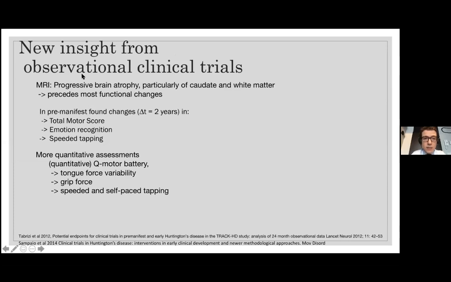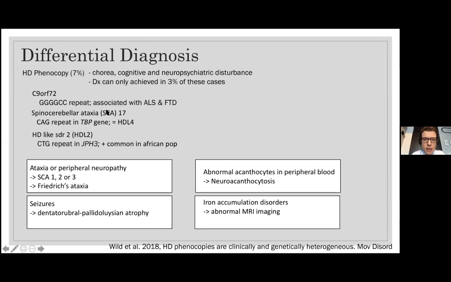Okay, and there have been a lot of observational clinical trials. So now we know that in terms of the MRI, we can see, before the functional changes, brain atrophy, in particular of the caudates and white matter. We can also start seeing some pre-manifest changes when we look at patients 2 years after, namely in the motor score, emotion recognition, and speed tapping. Okay, and there are new quantitative assessments that can help us keep a better monitoring of the patient, especially for trials. Okay, so is it just HD?